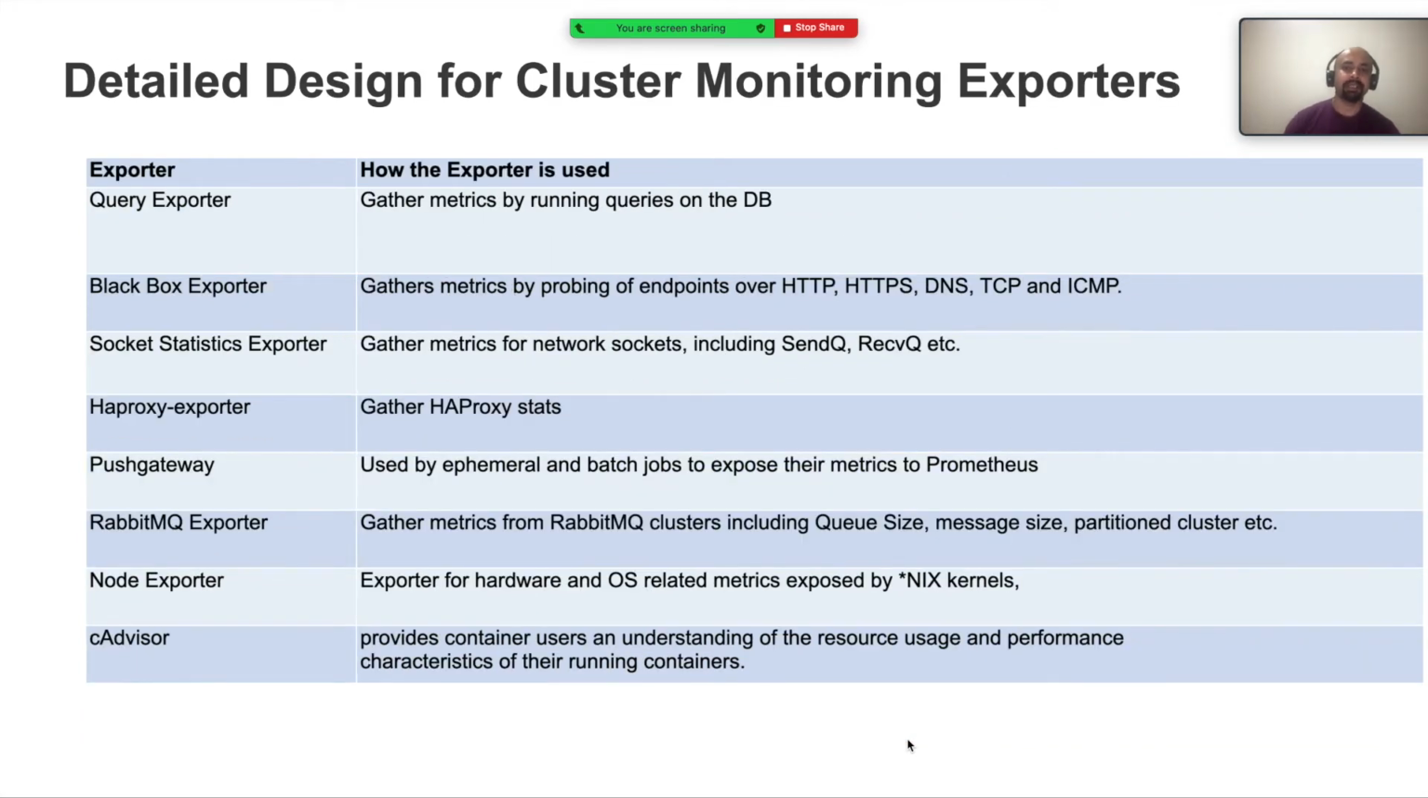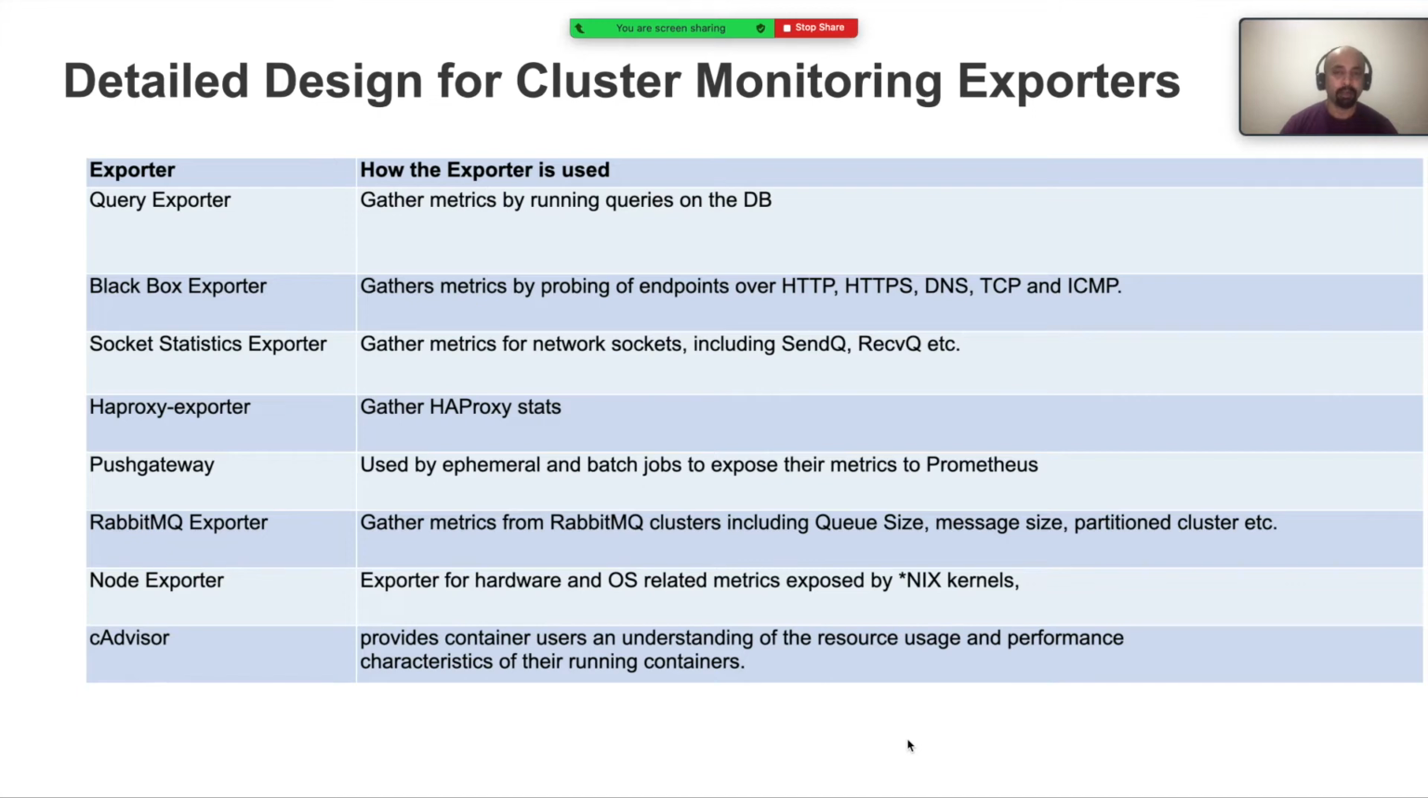Then we have the detailed design for the cluster monitoring exporters. This gives us the different exporters, as I explained in the detailed architecture, the different exporters which we have used here. The first one is a query exporter. A query exporter is basically used to run SQL queries on the database and get the data and then expose it on a particular port from where Prometheus will scrape the data.